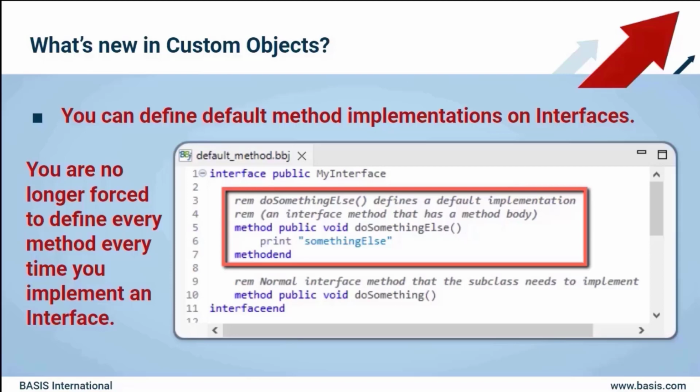And for an example of an interface method that doesn't have a default implementation, you can look right below the red box and see the method called doSomething, which has no implementation and thus needs to be defined by whatever class implements the interface.